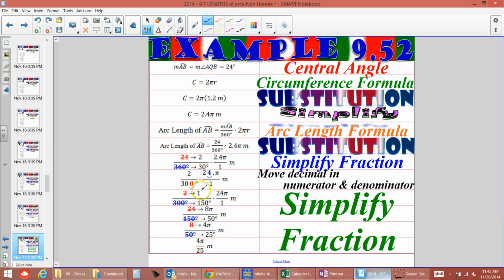1 over 300 becomes 1 over 150. And then the 1's cancel, so I'm left with 24 over 150. And that reduces to 8 over 50. I can reduce further to get 4 over 25. And my final answer is 4 pi over 25 meters.